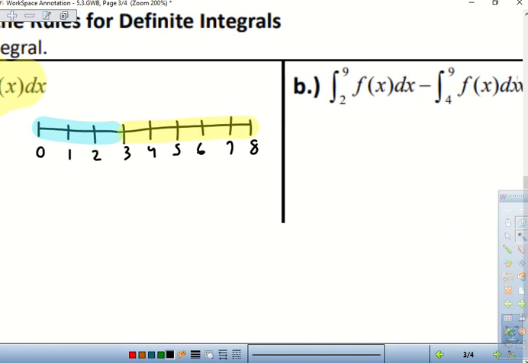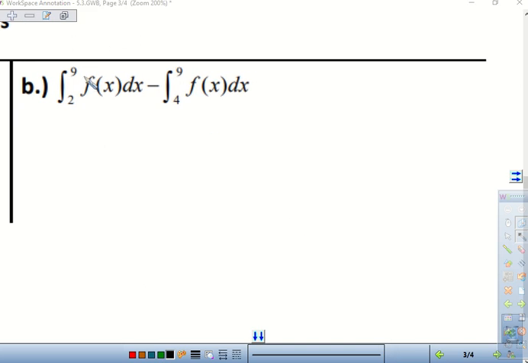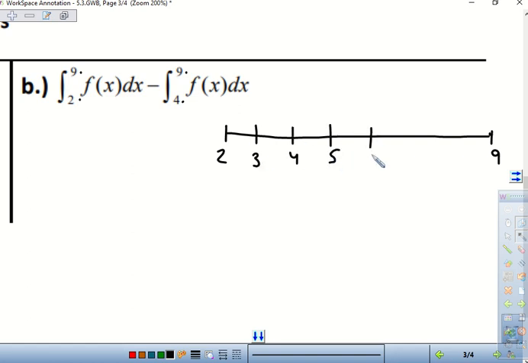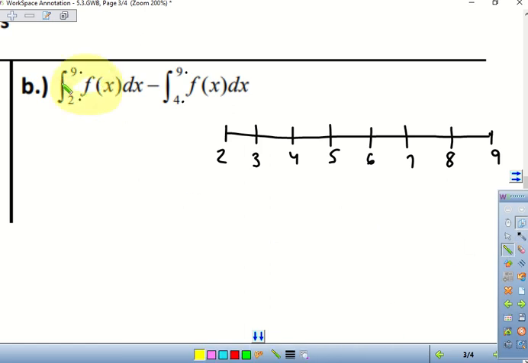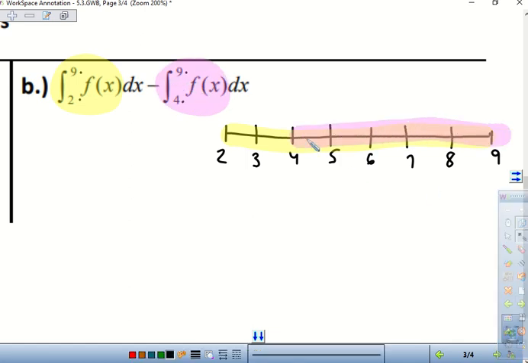Okay. So this one here has us taking from 2 to 9 and subtracting from 4 to 9 away. So visual sometimes can help. I'm going to make a number line from the lowest number to the highest. So a lot of these you probably can do without one, but it does just help in the sake of learning it. So this one here represents the entire number line. And this one here only represents the portion from 4 to 9. So if we're taking the yellow and taking away the pink, what are we going to be left with? From 2 to 4. No gapping, so we're good.